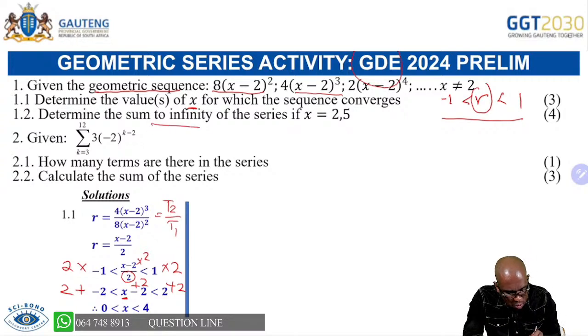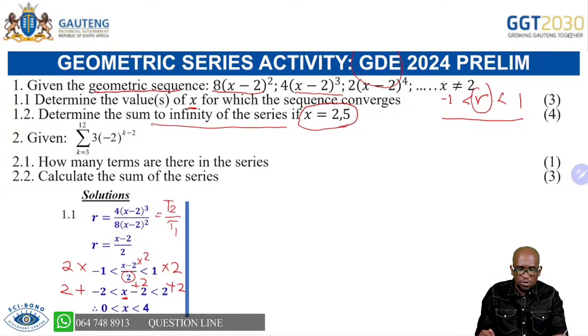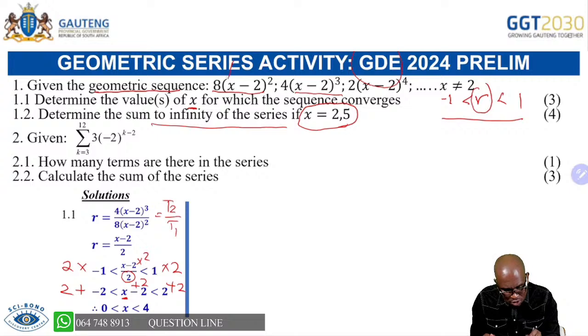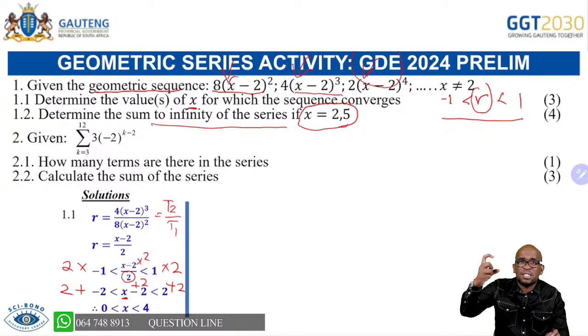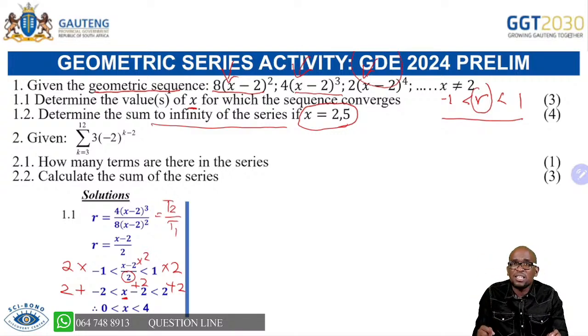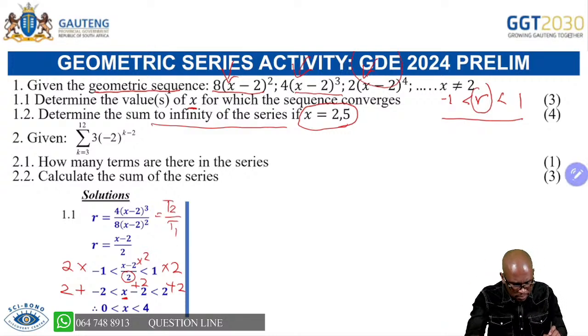Now, the second one, they want us to calculate the sum to infinity if x is 2.5. So what we can do is substitute where we see x here, we put 2.5, and then we generate a series, and from there we calculate the sum to infinity. Alternatively, you can calculate the sum to infinity in terms of x, and then later on substitute the value of x. Now, let's see.